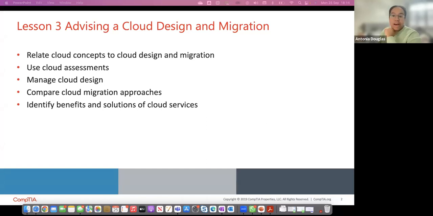So this is what we're covering on today's session. So relate cloud concepts to cloud design and migration. That's something that we've seen already. Cloud design, we're going to go through this in a few minutes. Cloud assessments, manage cloud design, compare cloud migration approaches, and lastly, identify benefits and solutions for cloud services.